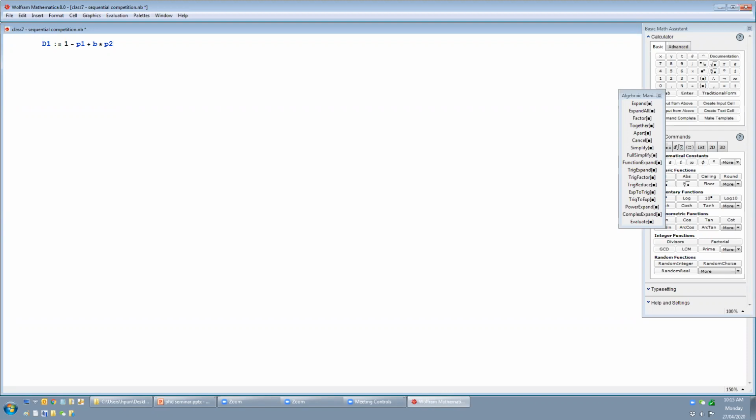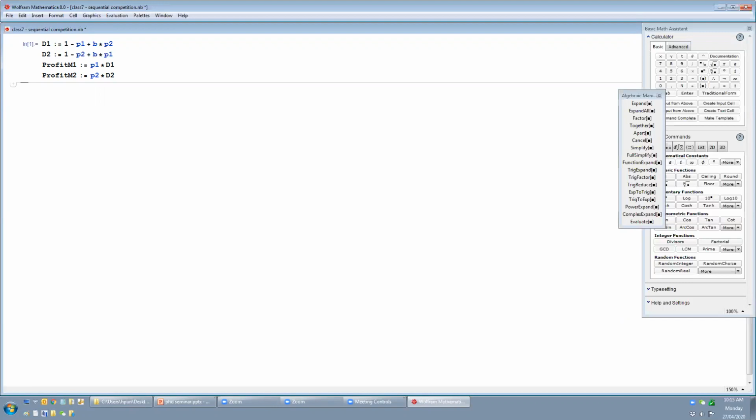Demand 1 equals 1 minus P1 plus B P2. Demand 2 equals 1 minus P2 plus B multiplied by P1. Then the profit of M1 equals, I make the simple assumption that the production cost equals 0 for both cases. Therefore, it equals P1 multiplied by D1, while for M2 it is P2 multiplied by D2. And then I do a shift enter. So what we have is exactly the same as what we had last time.